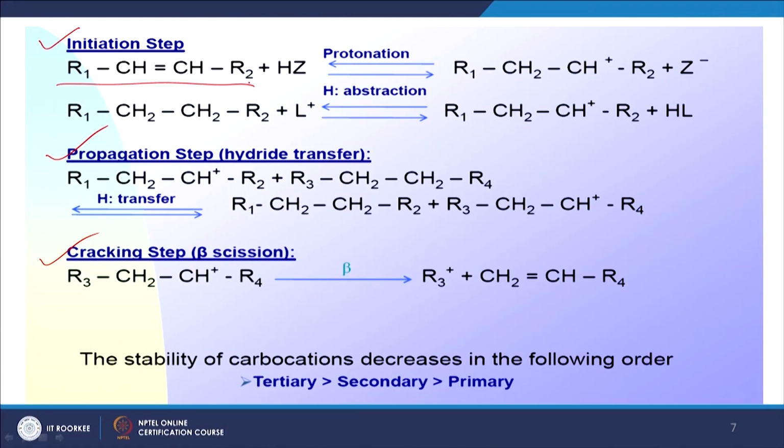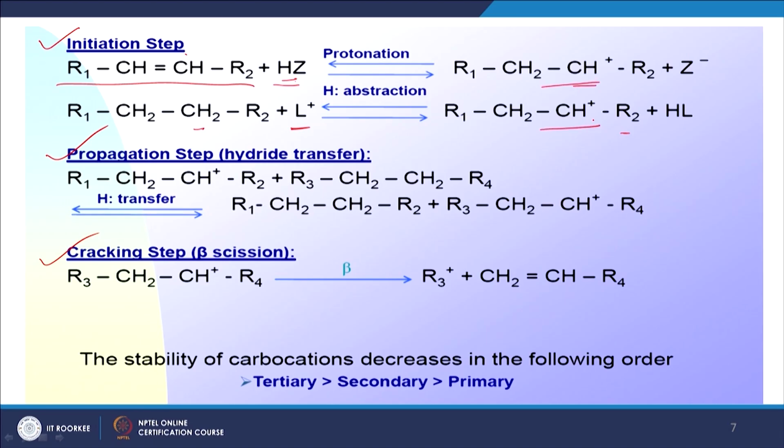So, we have one hydrocarbon, and then we have catalyst. Protonation can take place with this hydrocarbon. One H plus from the catalyst is coming here and being added to this CH, giving CH plus. Another process may also be possible, where the catalyst takes one hydride from the hydrocarbon, giving R1 CH CH2 CH plus and then R2. This way protonation or hydrogen abstraction takes place, that is the initiation. So, we are getting now the carbocation.